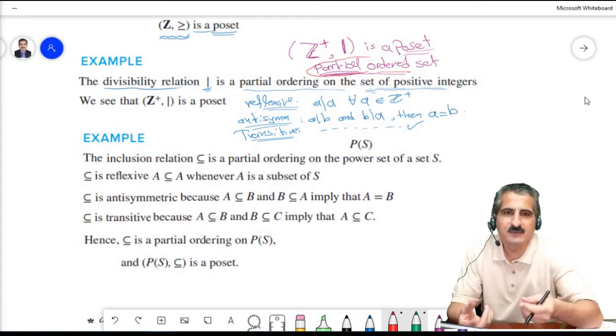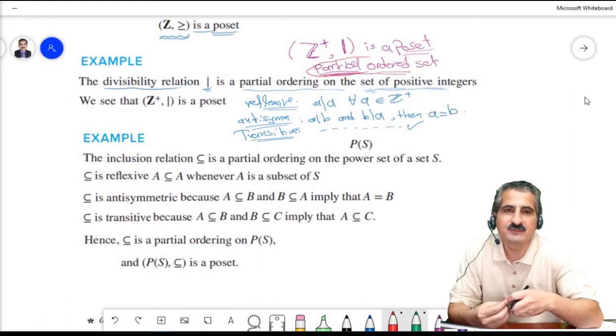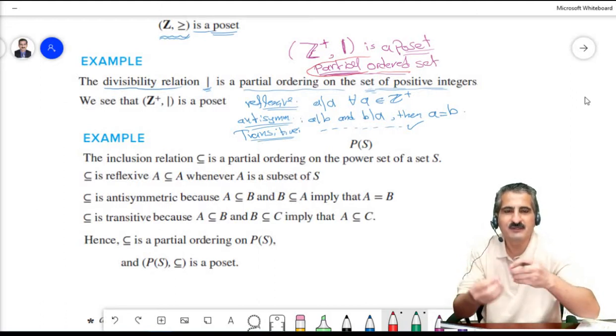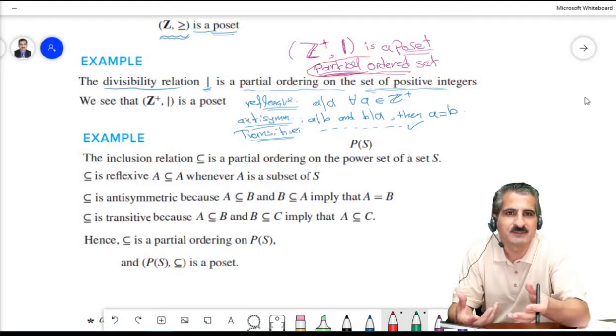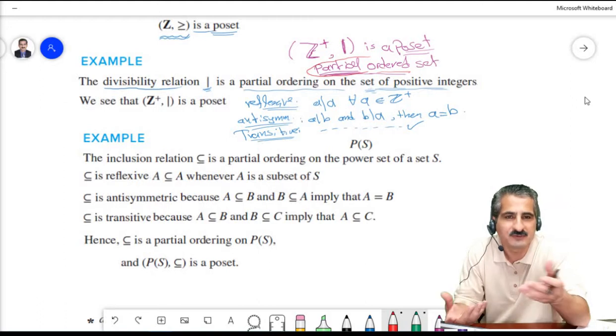This is why we call it partial order. Partial means some elements are related to each other and some elements are not related to each other. And here we go, the divisibility. 2 is related to 6 because 2 divides 6. But 4 is not related to 6 because 4 does not divide 6. 5 does not divide 6, so 5 is not related to 6.